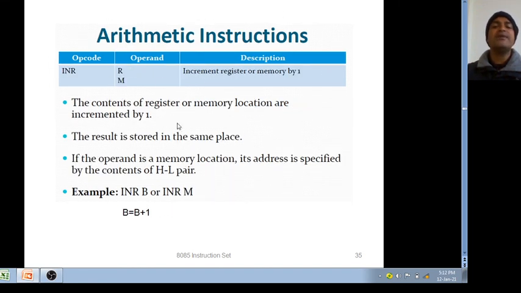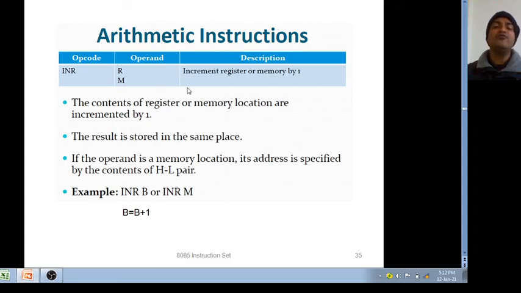Next, for arithmetic instruction, there are two instructions, INR and INR M. If you want to increment by 1, it is just like i plus plus. INR R means R equal to R plus 1. INR M means M equal to M plus 1. And you have to remember, it will not add the contents of M. M is 16-bit. So it will add 1 to the contents of a memory location.